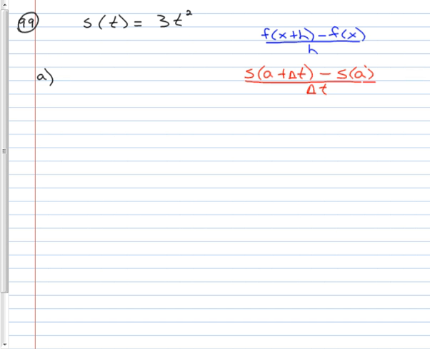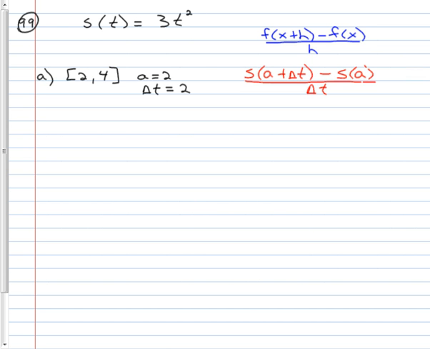If my time interval, part A, is 2 to 4 seconds, our A is 2, that's the starting point. And our delta t is how much time is there between 2 and 4 seconds. 2. Delta means change in for math or science when we do it.